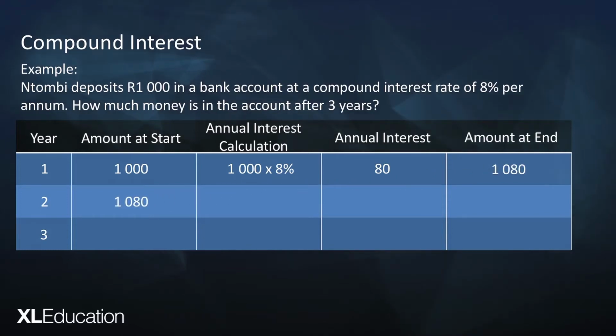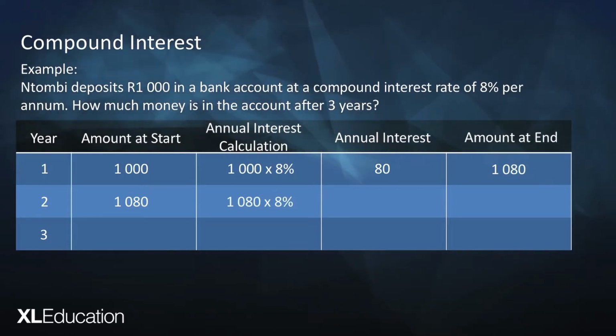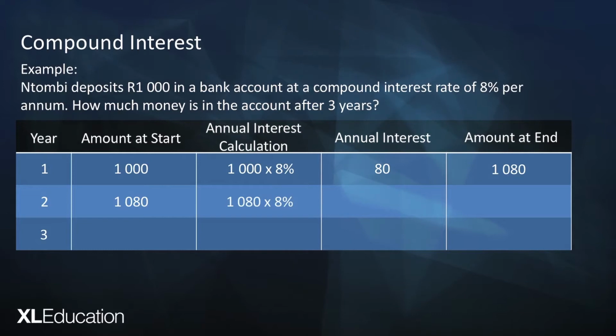Then in the second year, the interest is now calculated on the amount that is in the account at the start of the second year. So we are not just calculating interest on the principal, we are calculating interest on the principal plus the interest that we have earned up until that point. So it's 1,080 Rand times 8%, and our annual interest for year 2 is 86 Rand 40. So at the end of the year, we have 1,166 Rand 40 in the account.